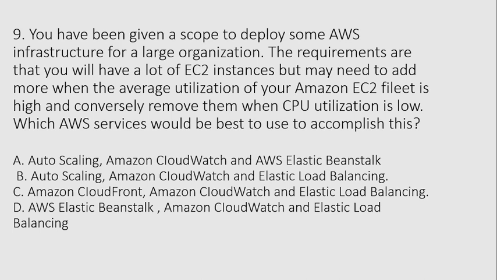So here there are four options. One is auto-scaling, Amazon CloudWatch and AWS Elastic Beanstalk. Next one is auto-scaling, Amazon CloudWatch and Elastic Load Balancing. Next is Amazon CloudFront, Amazon CloudWatch and Elastic Load Balancing. Then AWS Elastic Beanstalk, Amazon CloudWatch and Elastic Load Balancing. Among all these, the correct answer is B.